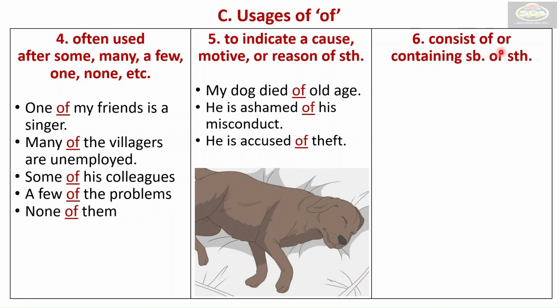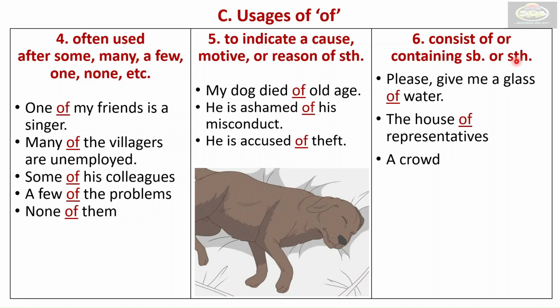Next, consisting of or containing somebody or something. Example, please give me a glass of water. A glass containing water. The House of Representatives. The house which contains people's representatives. A crowd of people, a herd of cattle, and so on.